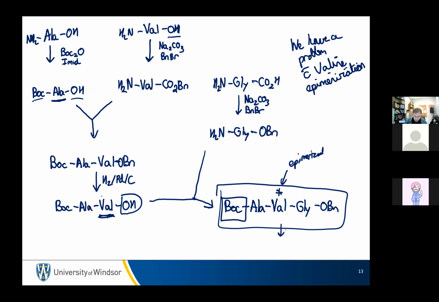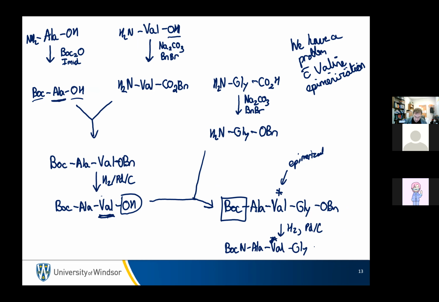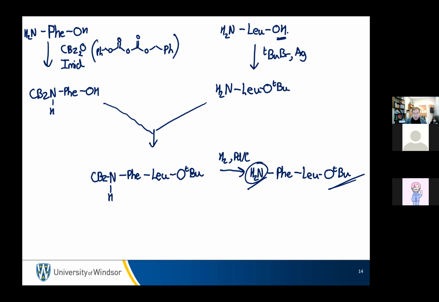Before I put that in a box, let's just deprotect it. So we'll deprotect the carboxylic acid. Boc, Ala, Val, star for being epimerized, Gly, OH. So we have a free carboxylic acid, the nitrogen is protected. We've got a free amine, carboxylic acid is protected. So now I can stick the two things together.